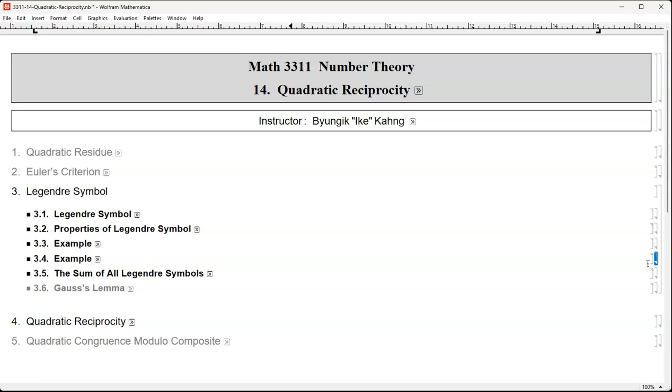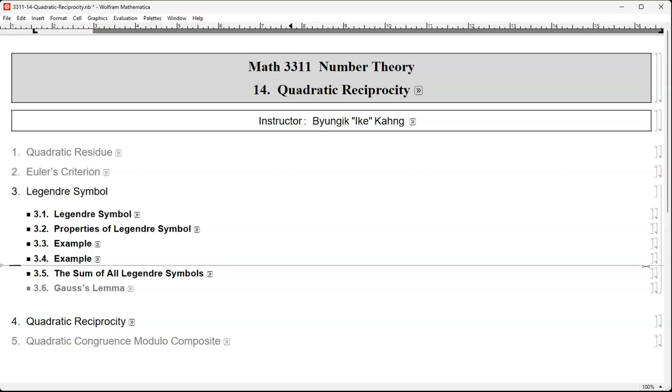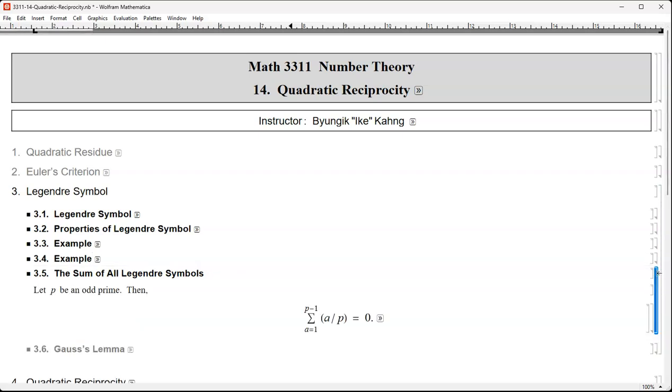Okay, that completes both examples. Do we have enough time for one more? The sum of all Legendre symbols. Okay, alright, that's not too bad. The sum of all Legendre symbols for all a going from 1 to p minus 1 should add up to 0. Why? We have an equal number of quadratic residues and non-residues, right?